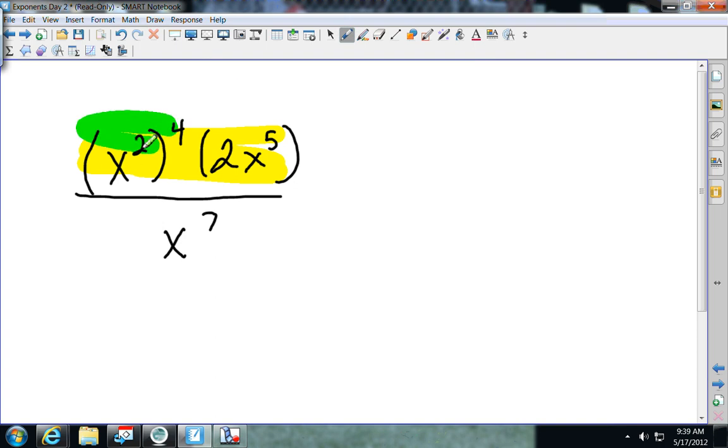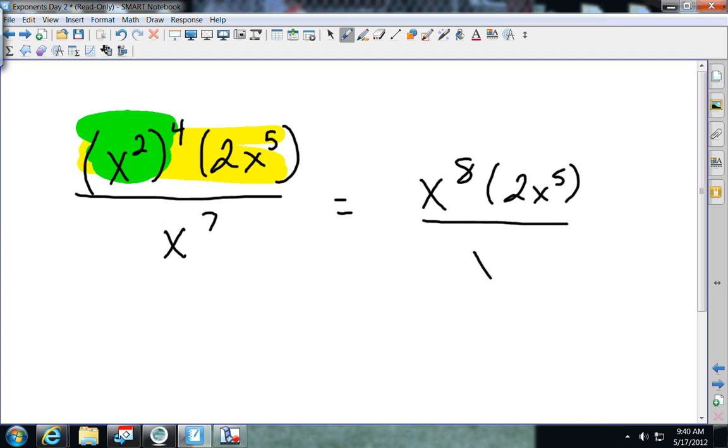I'm going to do this part here first. A power to a power. So I have 2x squared to the 4th power. 2 times 4 is 8, so I have x to the 8th. Then rewrite this second part: 2x to the 5th, all over x to the 7th.